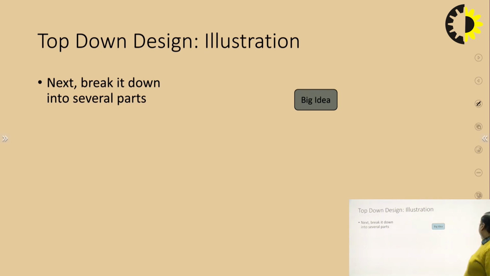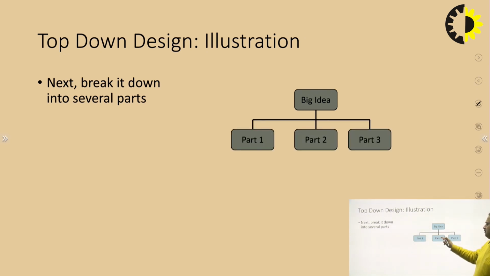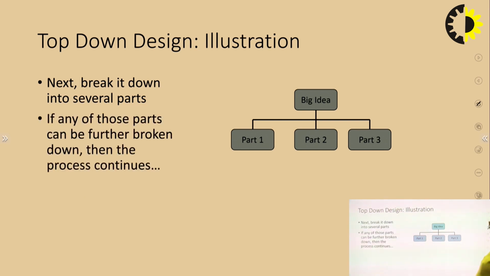The big idea will be divided into part 1, part 2, part 3. We have divided this big idea into three parts: part 1, part 2 and part 3. These parts should be such that each part can be solved individually and is not dependent on another part. So they should be unique or independent parts.